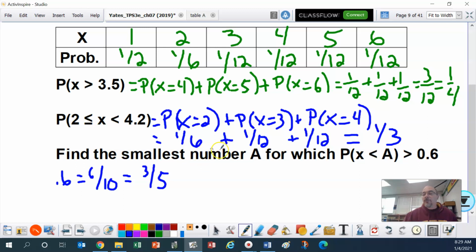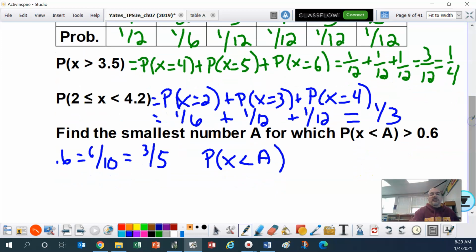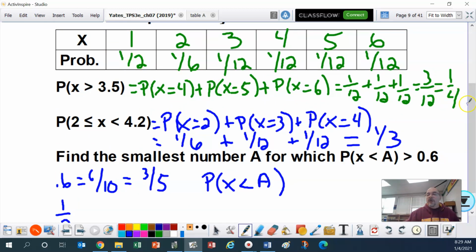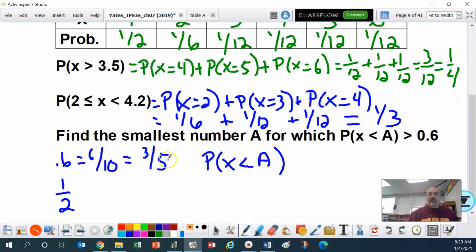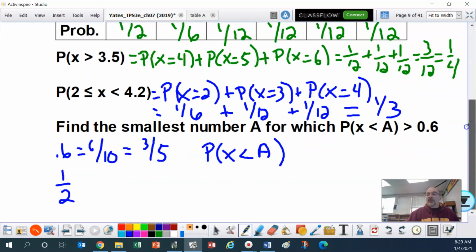Well, I don't know if that's going to help me or not. So I want to know, well, what does A have to be? What does A have to be for this to be true? Well, I need to find two numbers, and it has to be less than A. Well, I'm going to start, obviously, with a half. That's rolling a 1. Okay, rolling a 1 is a half. Well, 1/2 is less than 3/5, right? So let's go with the next number, which is 1/6. So let's see, what's 1/2 plus 1/6?